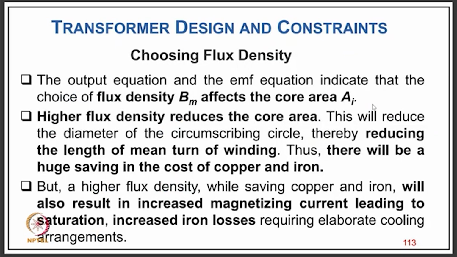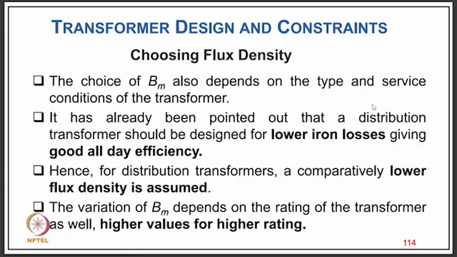Now, selection of the flux density or magnetic loading in the transformer. The output equation and the EMF equation indicate that the choice of flux density affects the core area AI, and higher flux density reduces the core area. This will reduce the diameter of the circumscribing circle, thereby reducing the length of mean turn of winding. Thus, there will be a huge saving in the cost of copper as well as iron. But a higher flux density, while saving copper and iron, will also result in increased magnetizing current, leading to saturation, increased iron losses, requiring elaborate cooling arrangement.